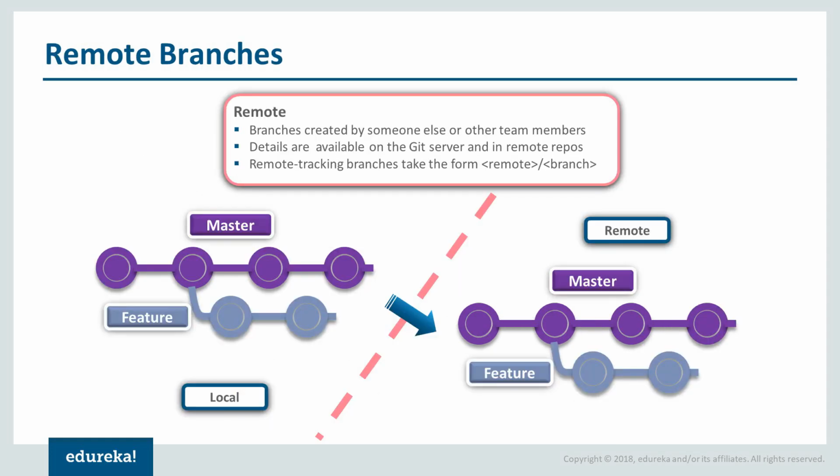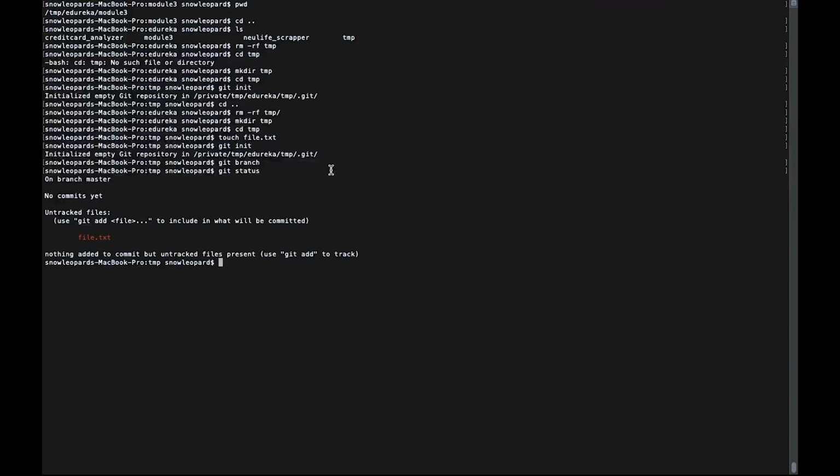A remote tracking branch, on the other hand, is a local copy of a remote branch. When a branch is pushed to origin using the push command, a remote tracking branch named origin/branch name is created on your machine. This remote tracking branch tracks the remote branch. You can update this remote tracking branch to be in sync with the remote branch using git fetch or git pull. Now let me show you what the remote tracking branch means.